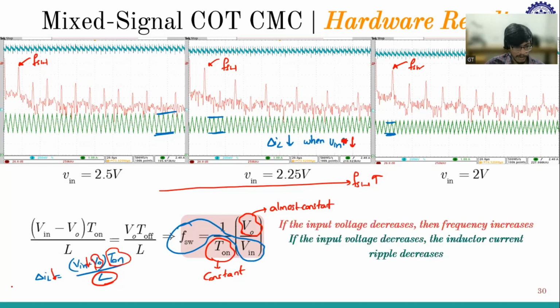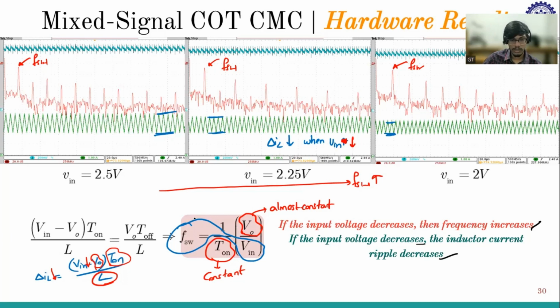So what is the observation? The observation is that if input voltage decreases, switching frequency increases. And if input voltage decreases, inductor current ripple also decreases. So that is being captured from this mathematical analysis also. Okay. So until this point, is this clear?